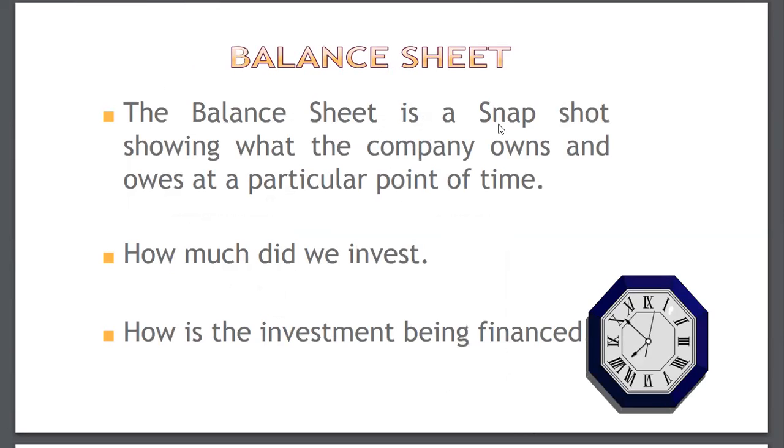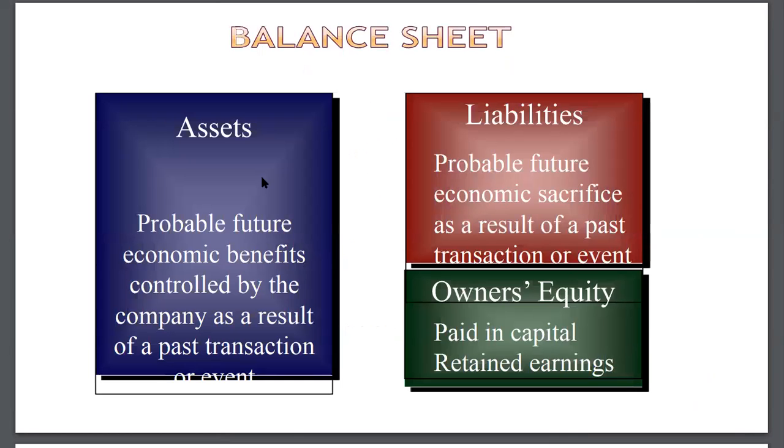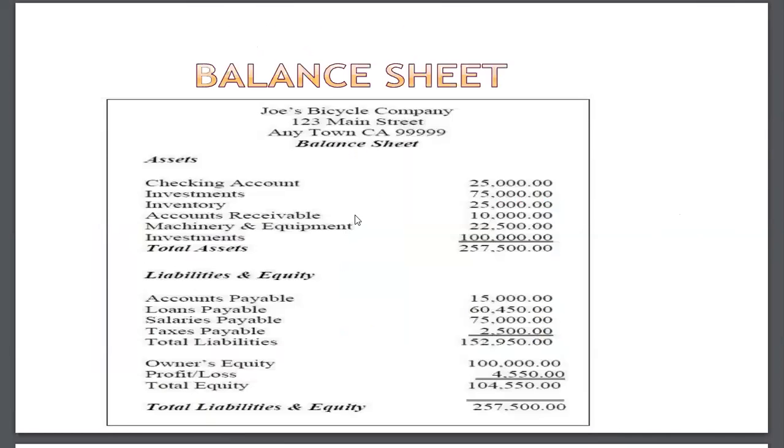So the balance sheet is a snapshot showing what the company owns and owes at a particular point in time: how much we invested and how the investment is being financed. The balance sheet looks at assets, and we already know what assets are, liabilities, and then owner's equity. So this is the balance sheet.